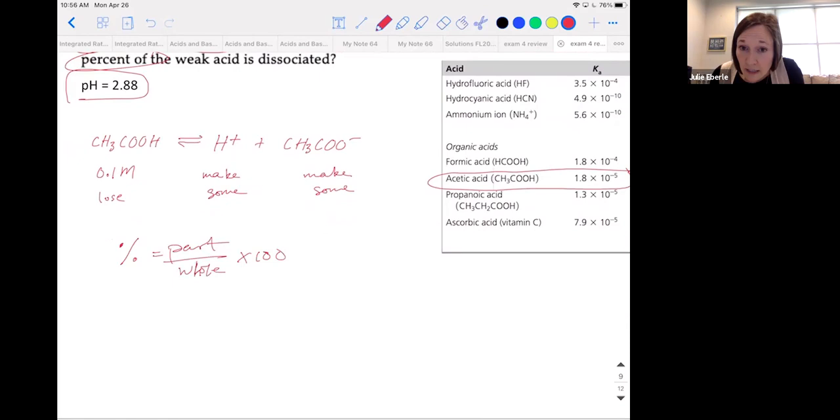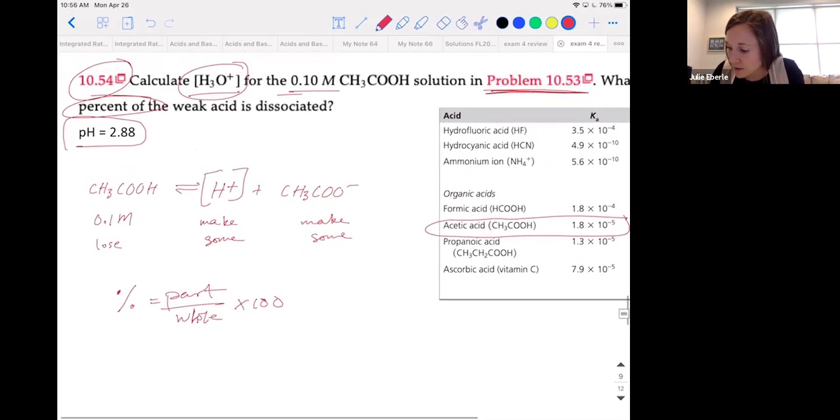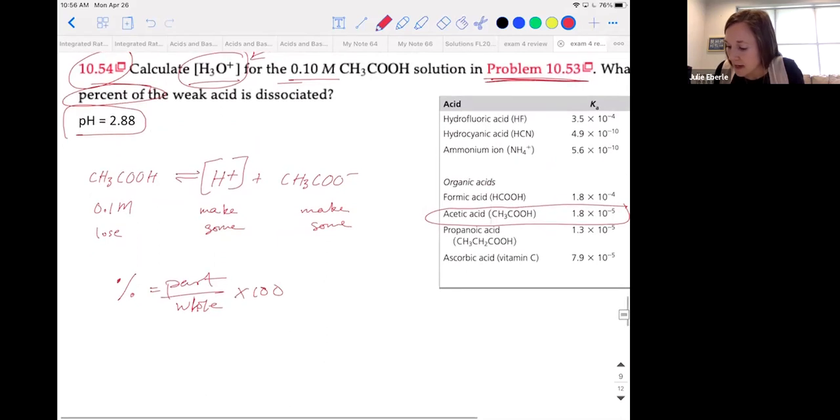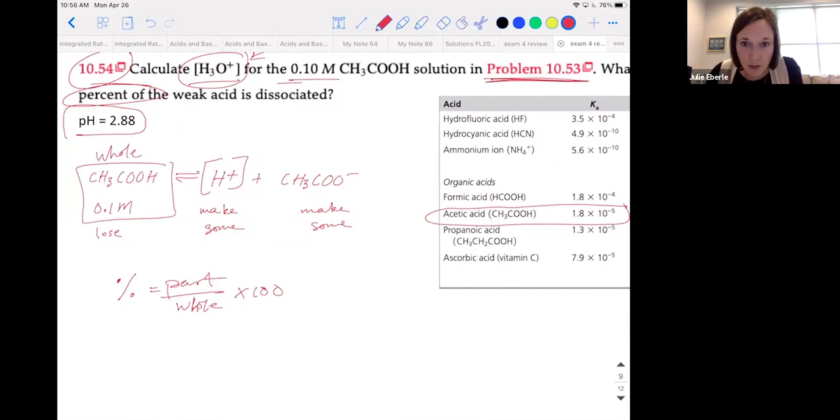So the portion that dissociated is going to be equal to the concentration of this, and that's what it's telling us to solve for. Calculate that. And the whole amount is right here. This is the whole, the whole amount of the acid. The portion that dissociated is equal to the concentration of our product, so this is the part. So we can calculate H+, then divide it by 0.1 and calculate a percent.